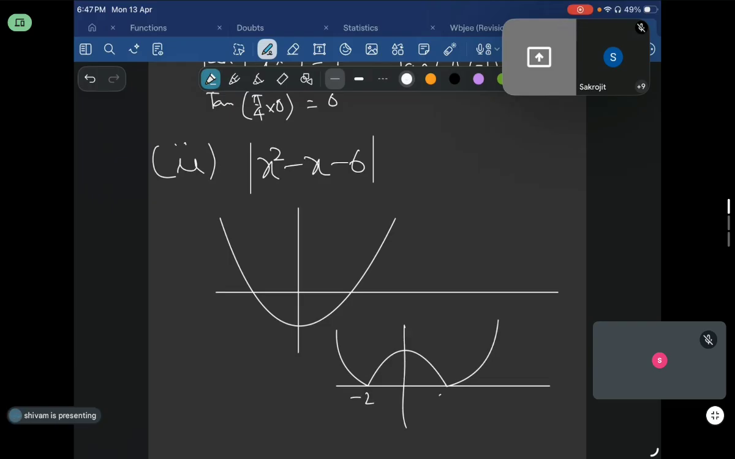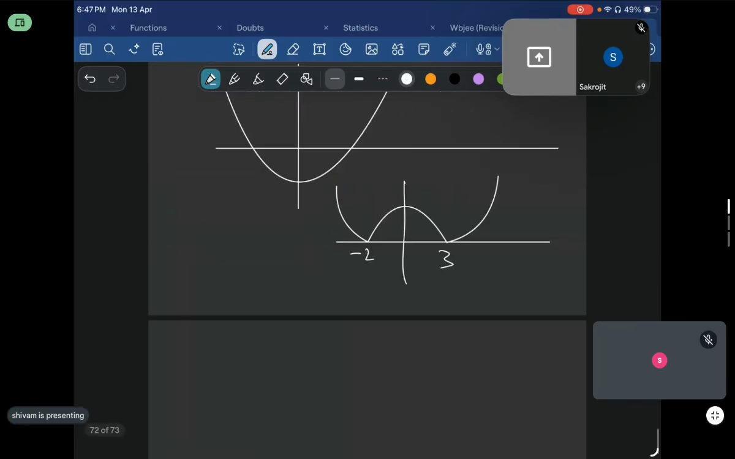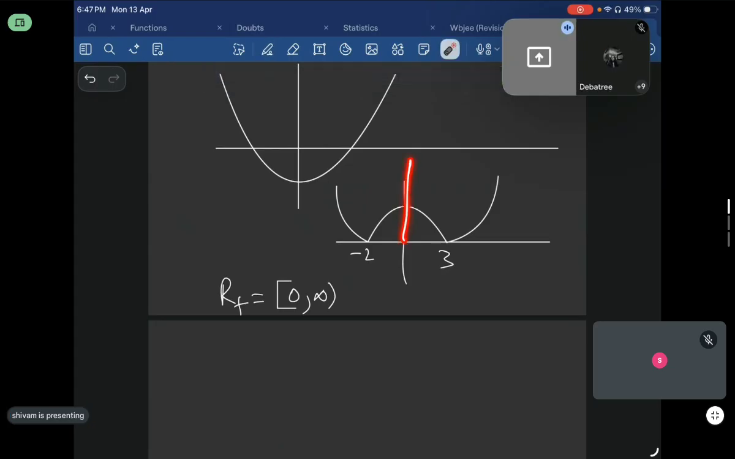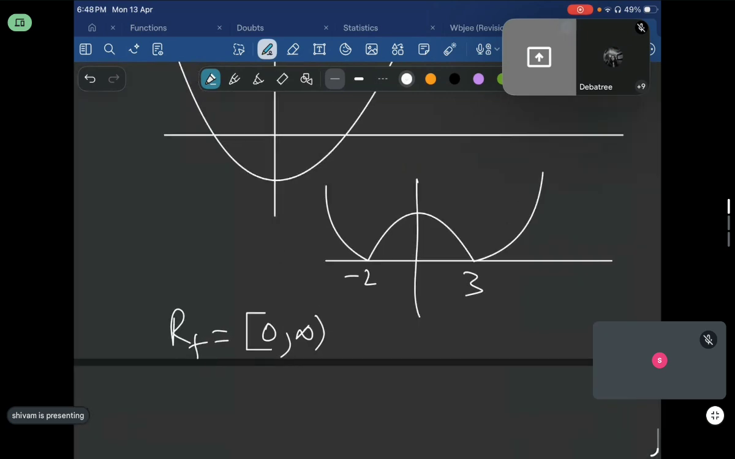Okay. Now tell me. Debatri, can you tell me now what is the range by looking at the graph? Range will be closed 0 to infinity open, right? Tell me, Debatri. Yes, sir. The positive y-axis is covered. Also, if you want to solve it manually, okay. Method 2.